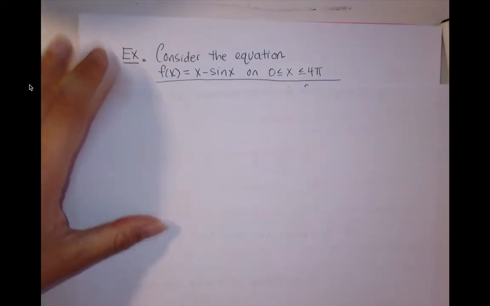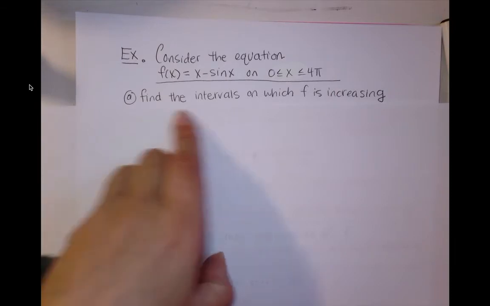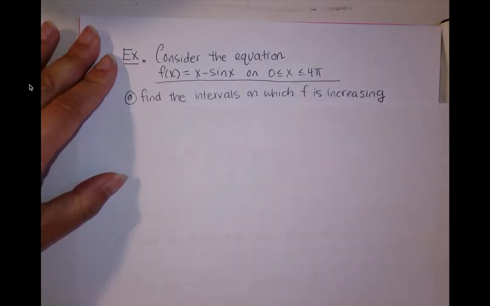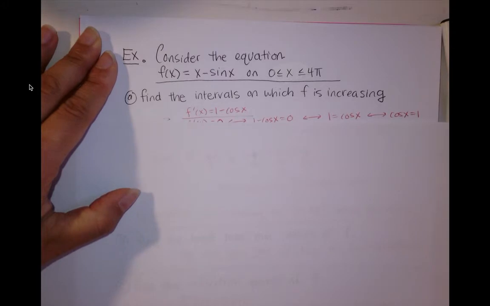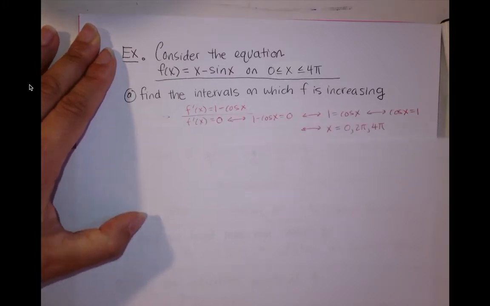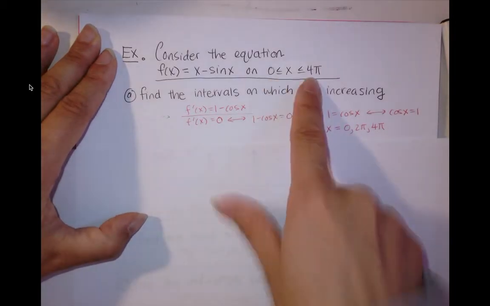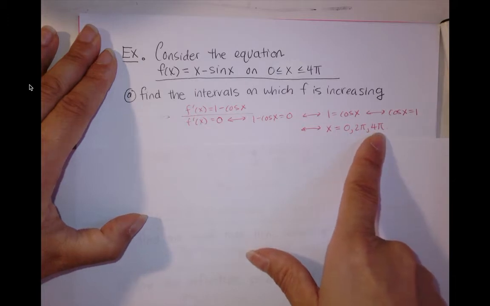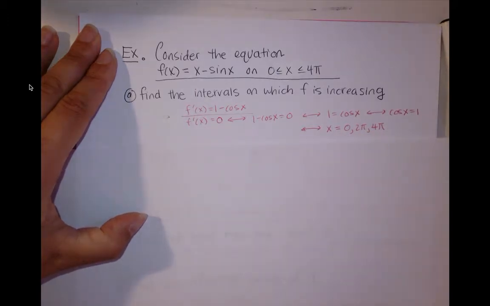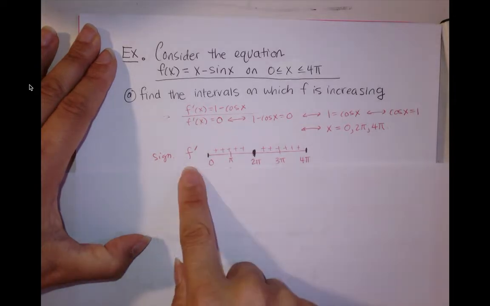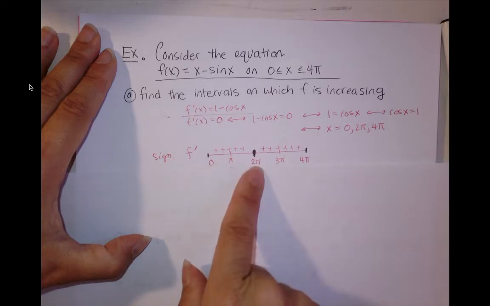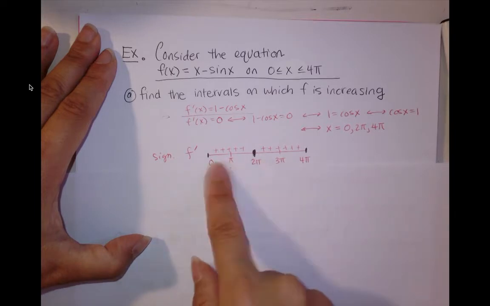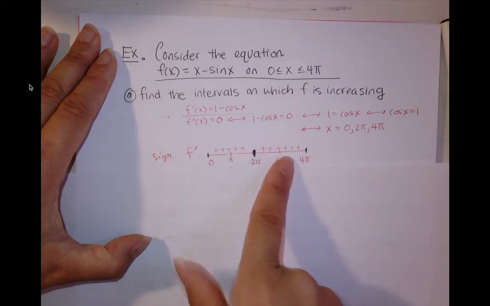So the first thing we're going to do is find the intervals for which the function is increasing, and we take the derivative, and then we try to find the critical numbers. So we set the derivative equal to 0, and we find that in this interval, these are the values where cosine of x is equal to 1. Okay, and then we need to test the sign of the derivative around 2 pi, really. And we find that the derivative is always positive, so this function is always increasing.